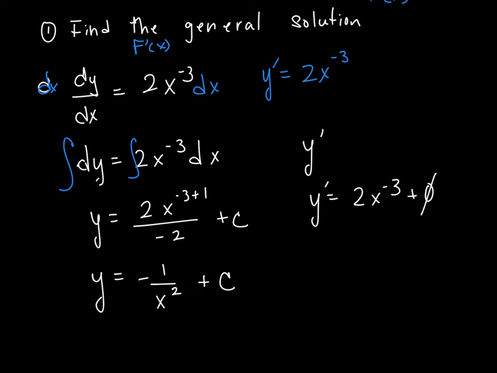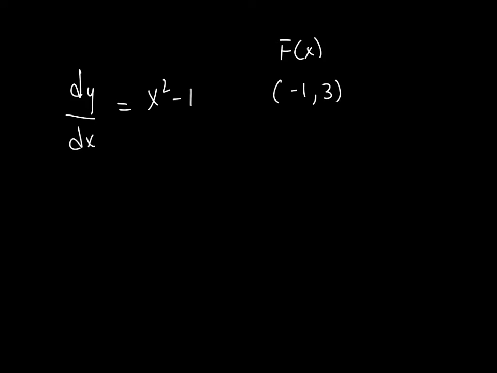Now, we can find the original equation if we know a given point. So, for example, if you are given that dy dx is equal to x squared minus 1, and you know that f of x contains the point negative 1, 3, then we know that dy is equal to x squared minus 1 times dx.